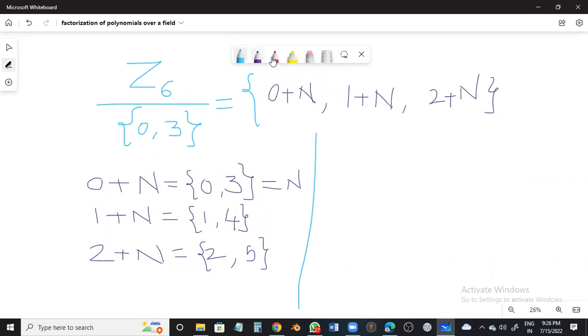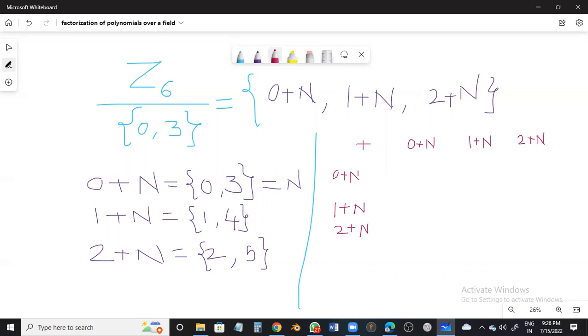So we have to tabulate them. We are talking about addition. Let us tabulate 0 plus n, 1 plus n, and 2 plus n. Vertically also I have the same sets, and horizontally 0 plus n, 1 plus n here and 2 plus n. So I hope you will help me with the addition.